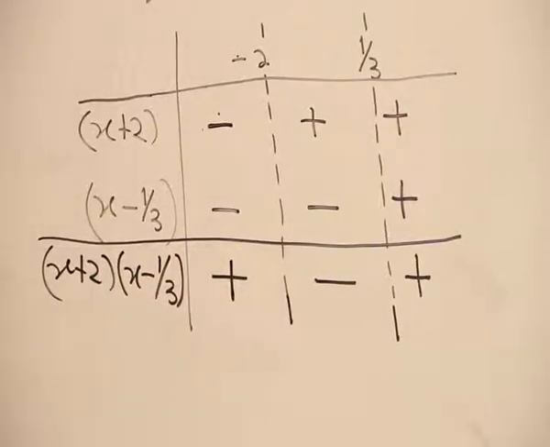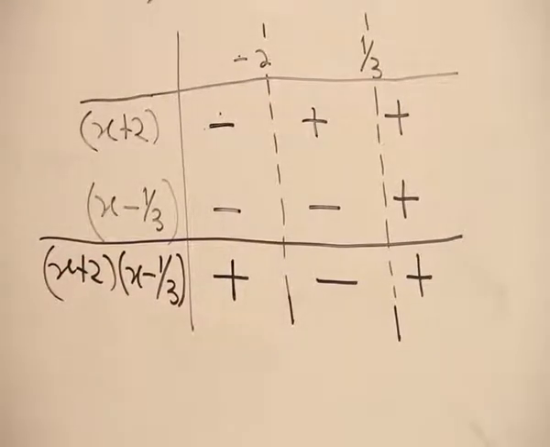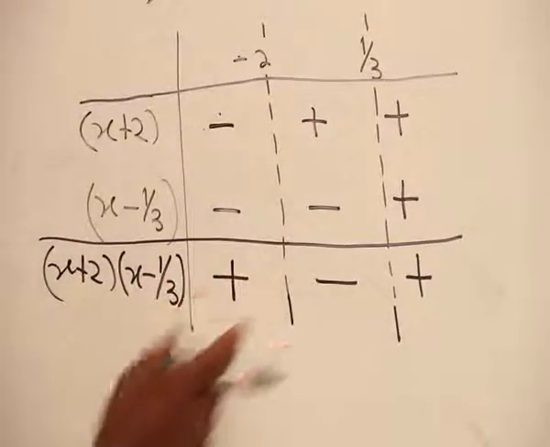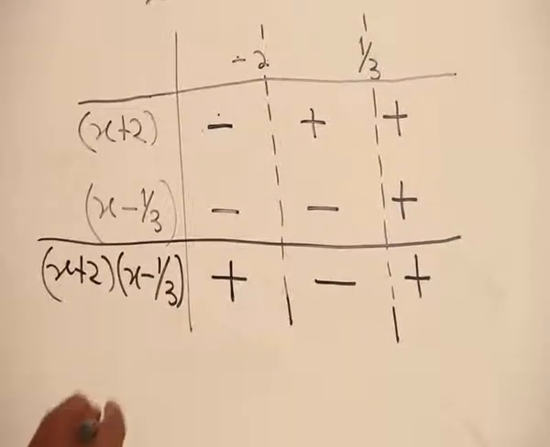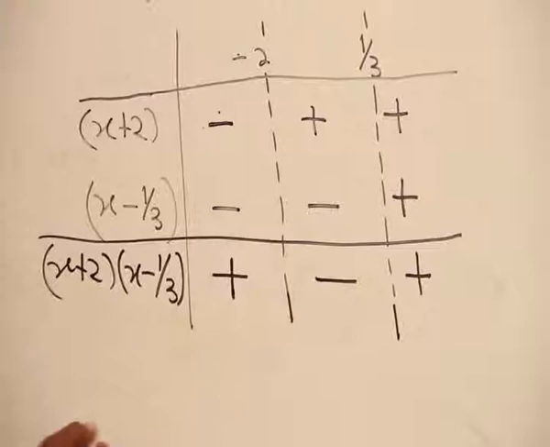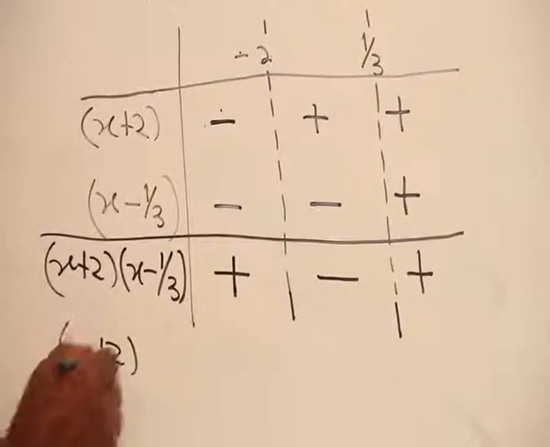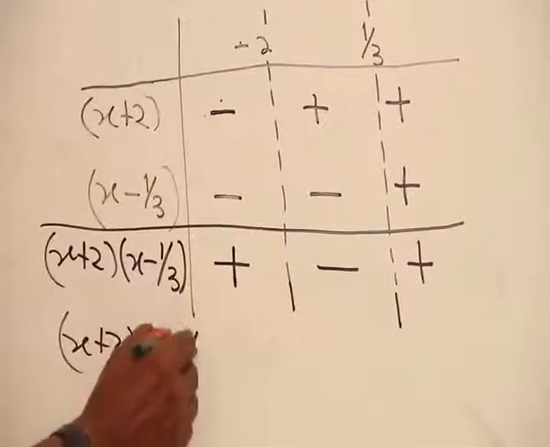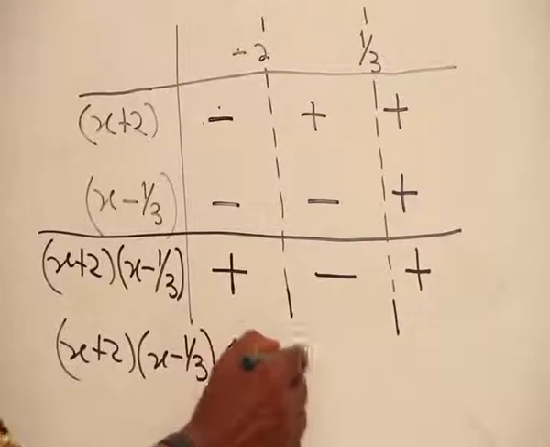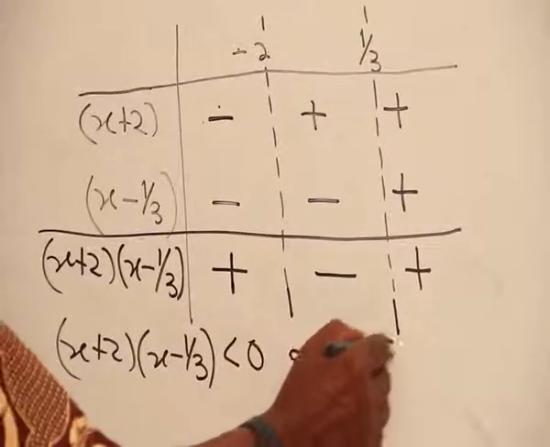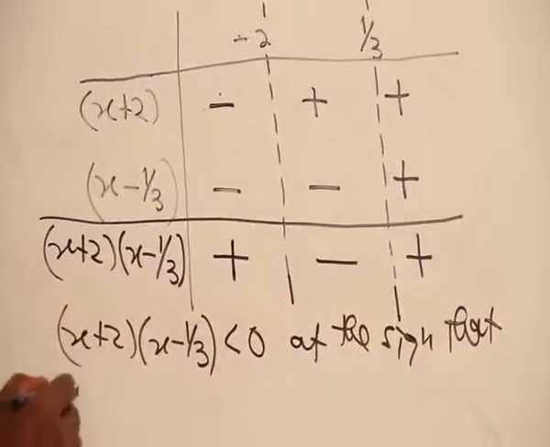Alright. At this junction, we discover that we are looking for the solution where it is less than 0. And when it is less than 0, it means at the point where it is negative. So, s plus 2 into s minus 1 over 3 is less than 0 at the sign that is negative.